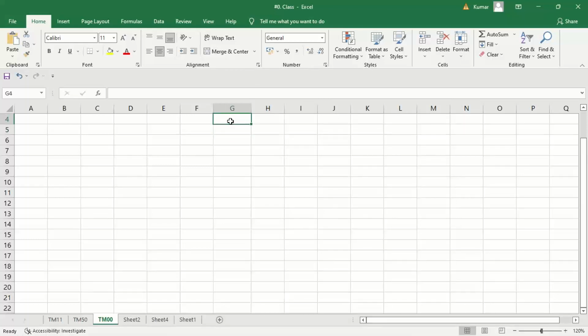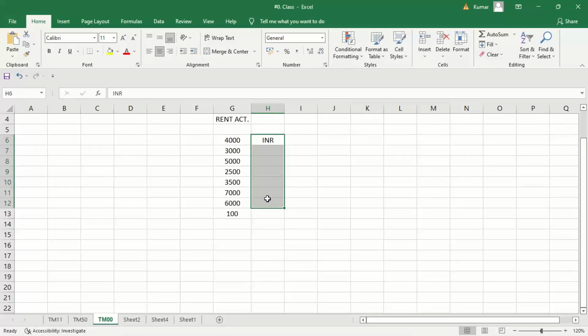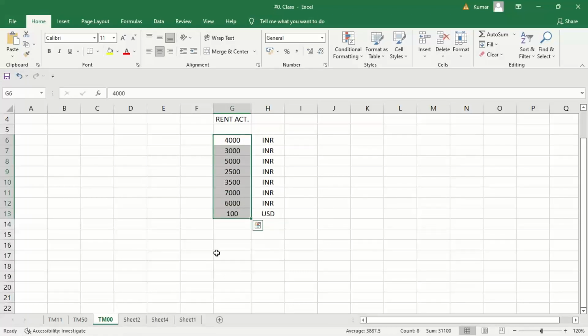Okay, so rent account. In the rent account, we have posted multiple transactions. These all are the transactions, right? At the same time, so now here what is happening, guys? What is the difference? These all currencies are in INR and this is in USD. If you're going to make a total here, it is showing 31,100, right?